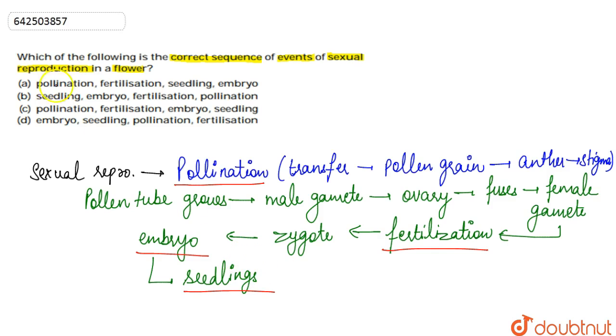If we look at the options here, the correct sequence is given in option C: pollination followed by fertilization, then the embryo is formed, and then the seedlings come out. So the correct answer here will be option C.